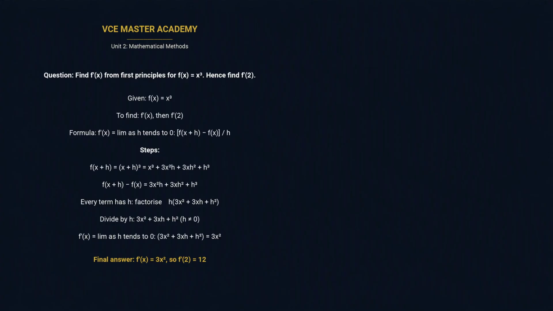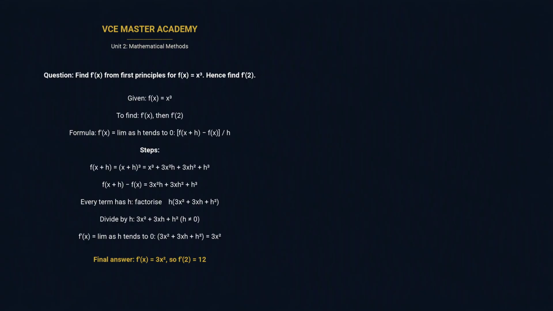Step 2. Take away f of x, which is x cubed. The x cubes cancel and we're left with 3x squared h plus 3xh squared plus h cubed. Step 3. Every single term has an h in it, so factorize the h out and then divide by h. That leaves 3x squared plus 3xh plus h squared.